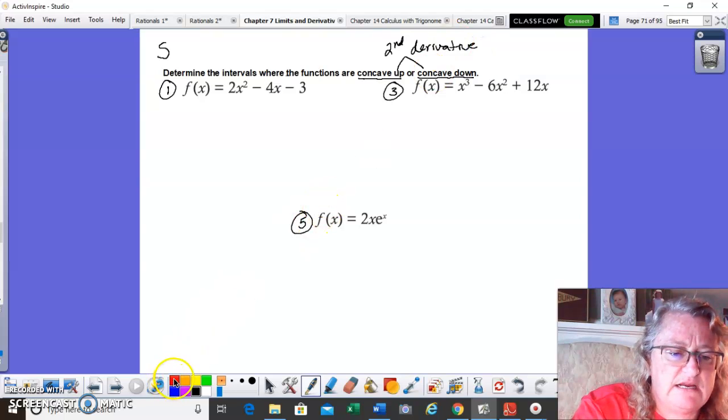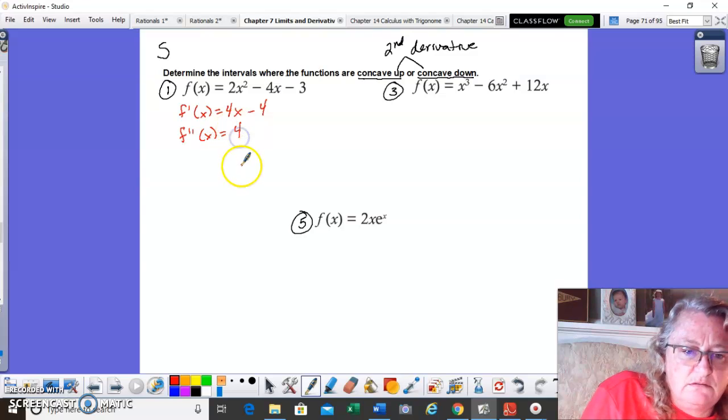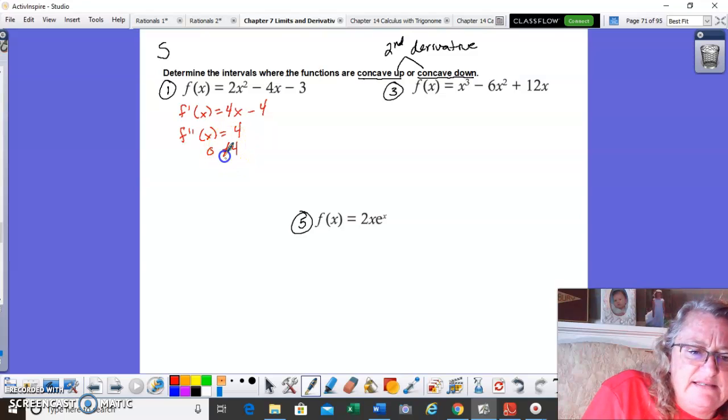It's not going to be an issue for us to go ahead and use the power rule to find the first derivative. So the first derivative is going to be 4x minus 4. Great, no problem. The second derivative just gets me 4. So 0 equals 4 is not a true statement. So this thing has no point of inflection.